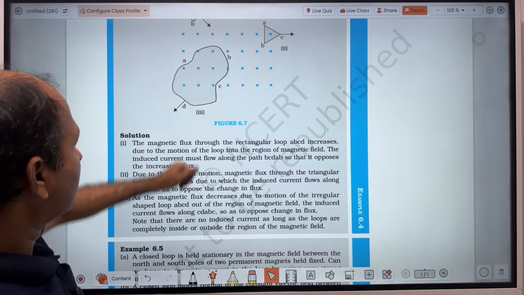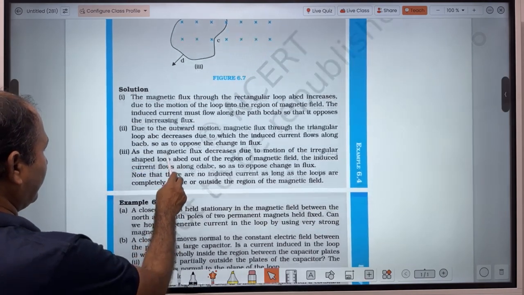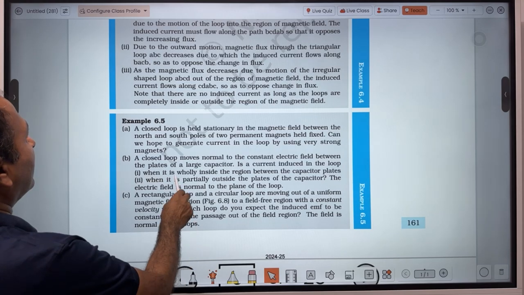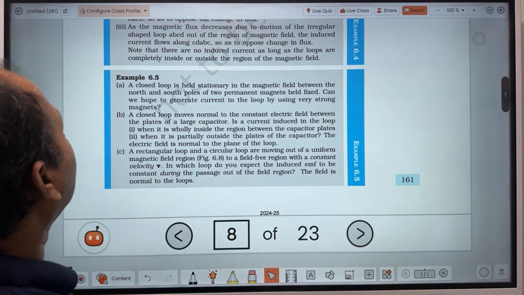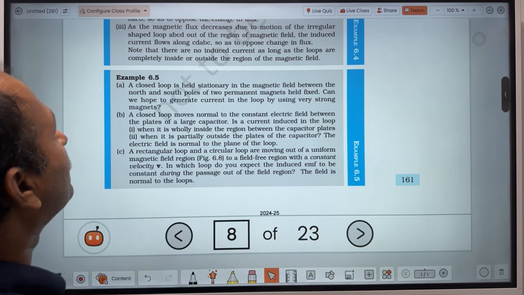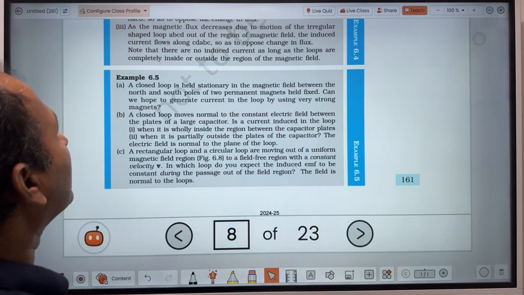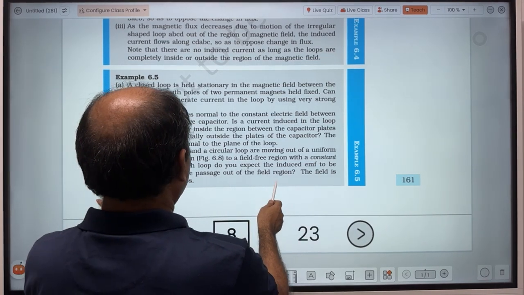CDABC. Like this, right? So these things you have to understand. Now there are some more questions, like: A closed loop is held stationary in the magnetic field between the north and south poles of two permanent magnets held fixed. Can we hope to generate current in the loop by using very strong magnets?